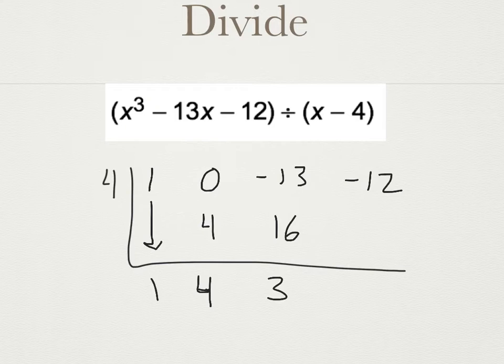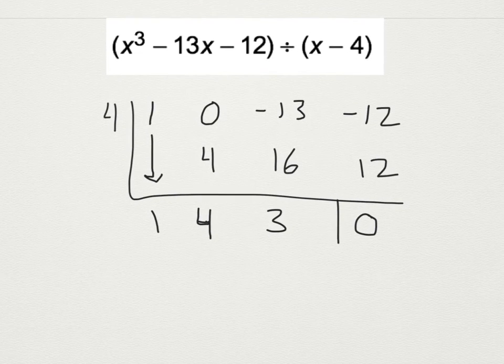3. What do we do next? We multiply 3 times 4, and we get? And now we add the last two together. What's negative 12 plus 12? 0. So here we have a remainder of 0. So we have no remainder.